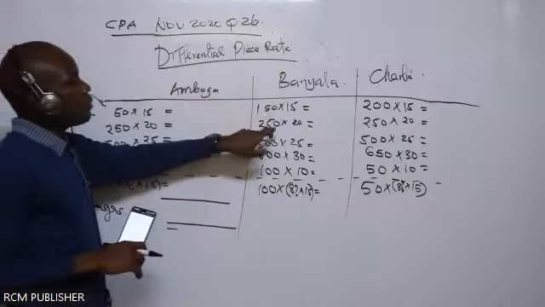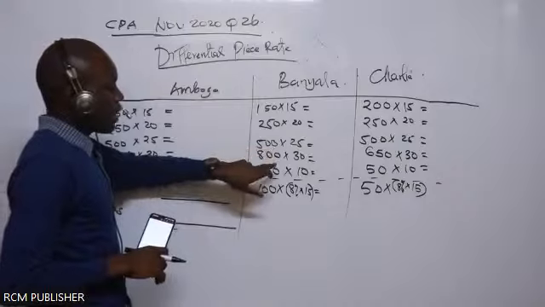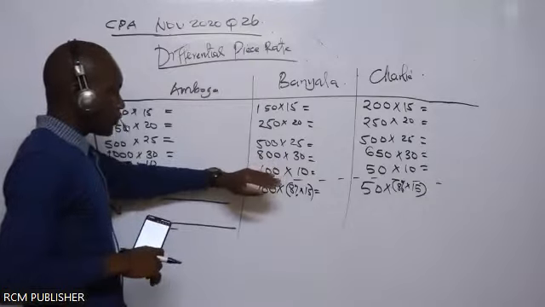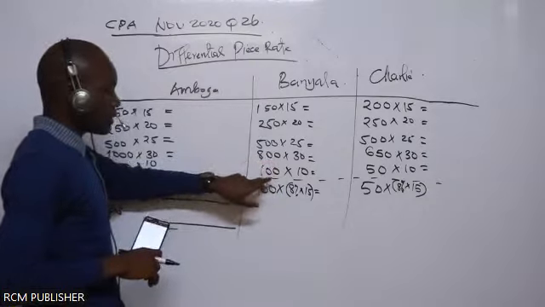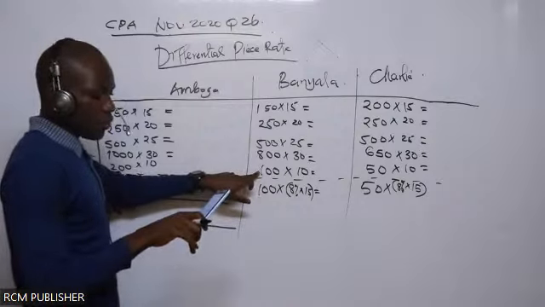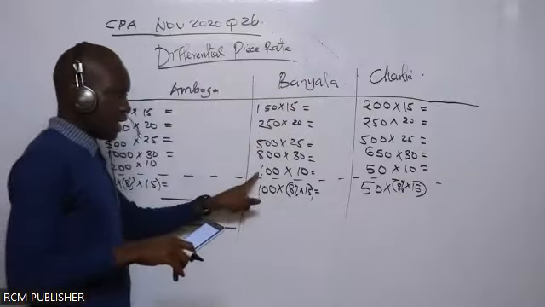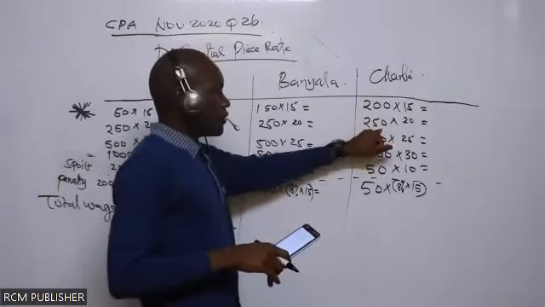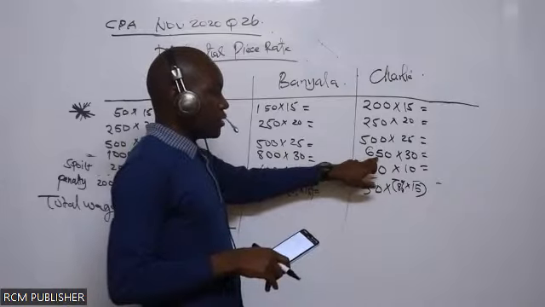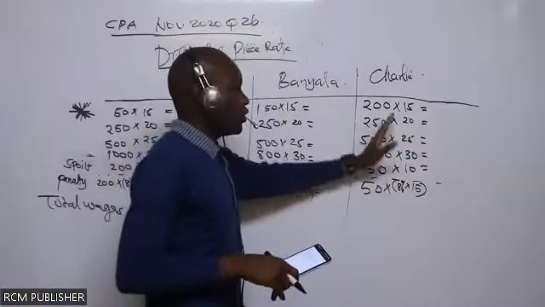Here, 150 plus 250, that is 400. 400 plus 500, that is 900. 900 plus 800, 1,700. You are able to see 1,700 plus 100 is supposed to be 1,800. So what do we have as the goods produced by Banyala? Total is 1,800. Here, 200, that is for 50 plus 500, 950 plus 650, we are going to have 1,600 plus 50, 1,650. That's the total goods that were produced by Charlie.